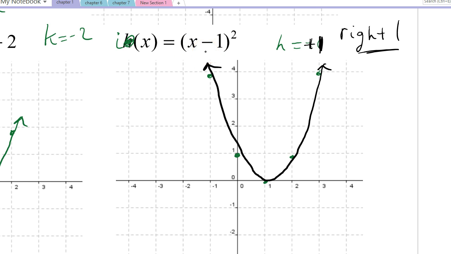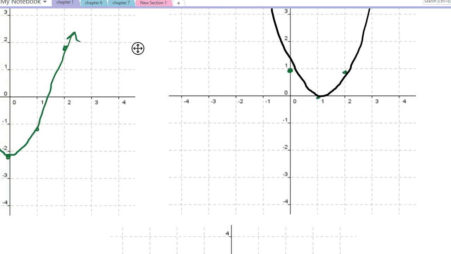So that's why my entire shape here gets shifted over to the right one, because if this was my original y is equal to x squared, I have to now compensate for the fact that x is going to be subtracted by 1. So all the x values, in order to get the same y value, have to be 1 greater to begin with. Okay, what do we have underneath here?